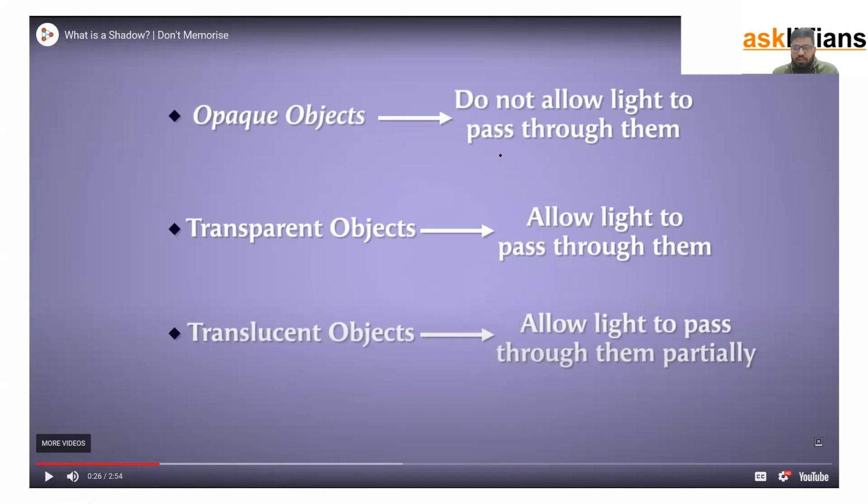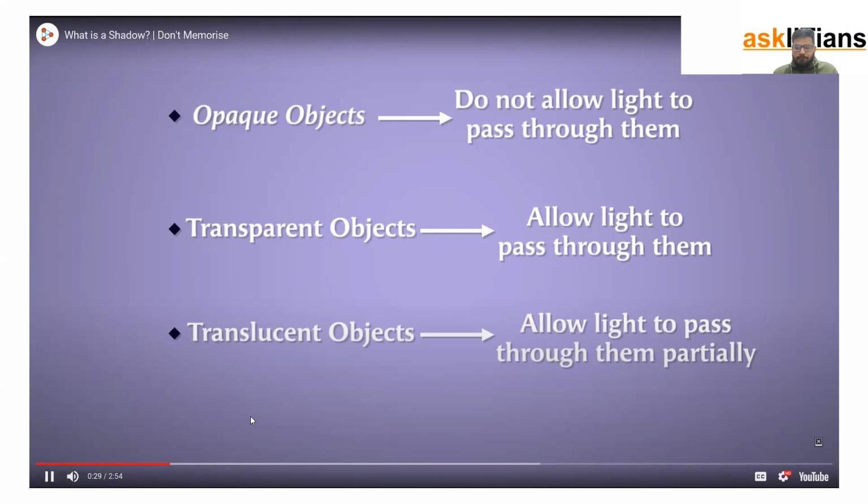That opaque objects are those objects which do not allow light to pass through them, and transparent objects are those which allow light to pass through them, and translucent objects are those which allow light to pass through them partially. So that is the basic bifurcation we have already seen. Clear? Now we'll move forward.